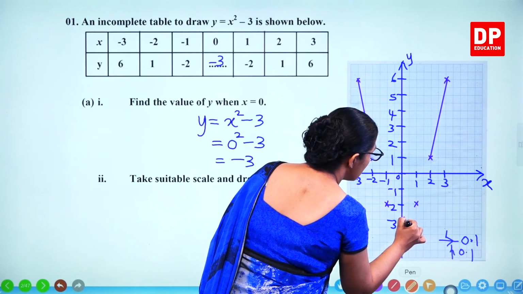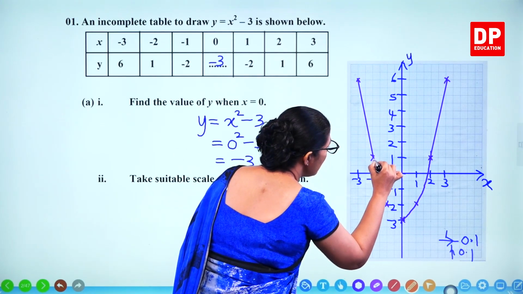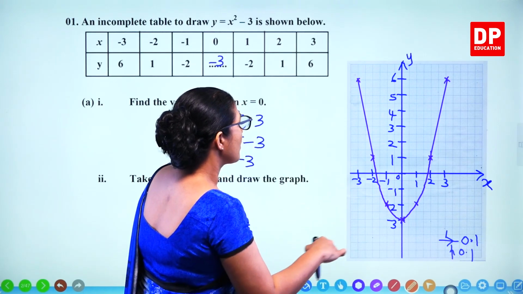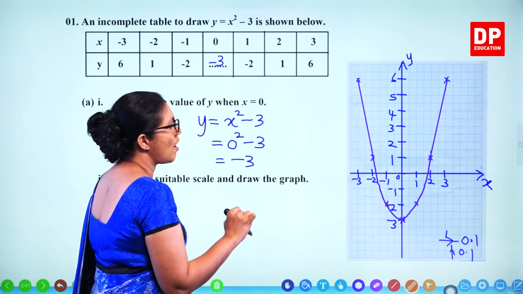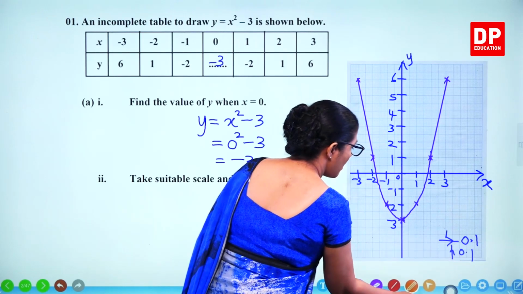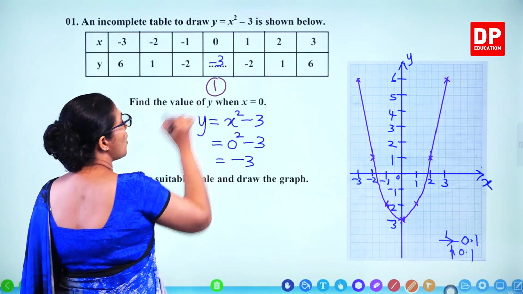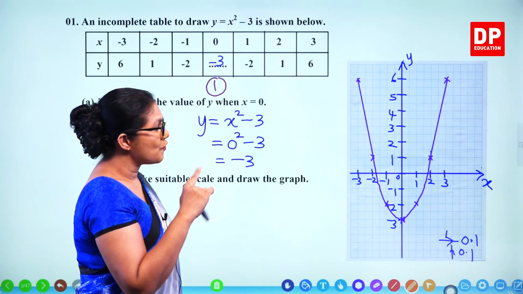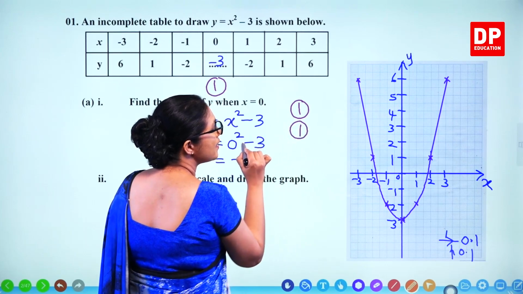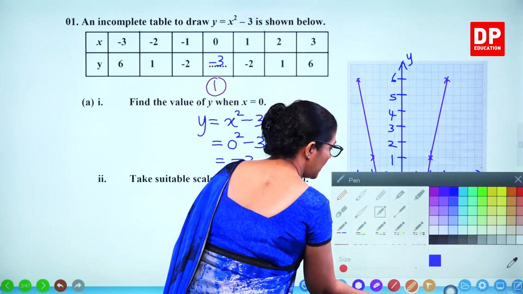So I'll take this way and here take this way. So that's the quadratic graph. So you get 3 marks for the graph: 1 mark for the scale, 1 mark for marking the points, and 1 mark for connecting the graph smoothly.